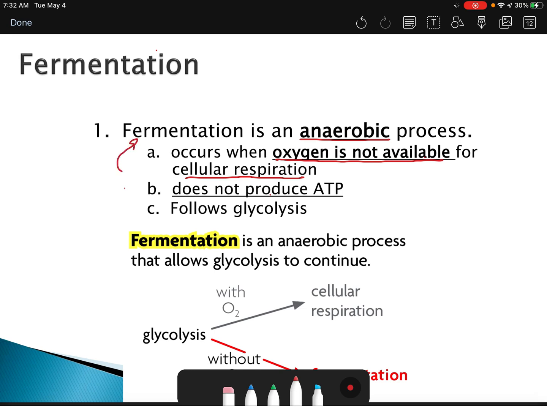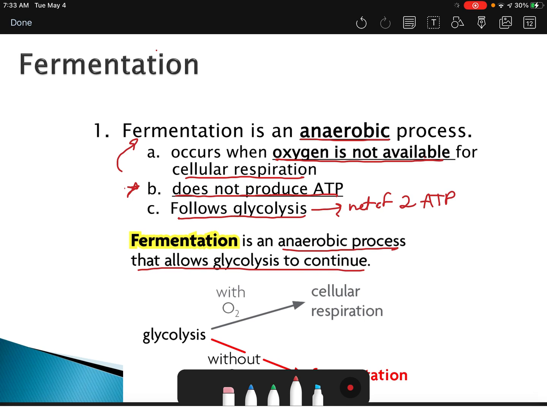Okay? But one thing I want to note is that fermentation by itself does not produce ATP. No ATP produced in fermentation. But it does follow glycolysis. And if you recall, glycolysis produced a net of 2 ATP. So what fermentation does is it's an anaerobic process that allows glycolysis to continue, because the only way some organisms will ever get any ATP is if they do glycolysis and get those 2 ATP.